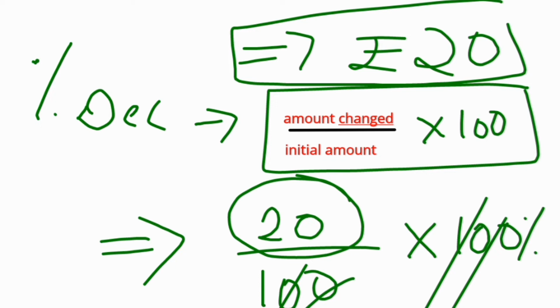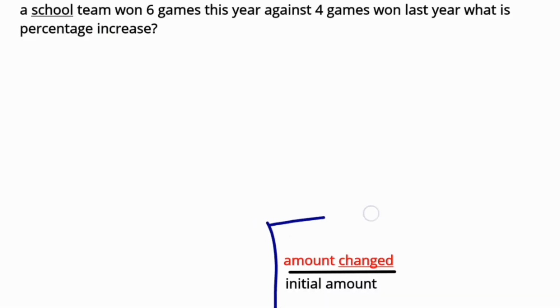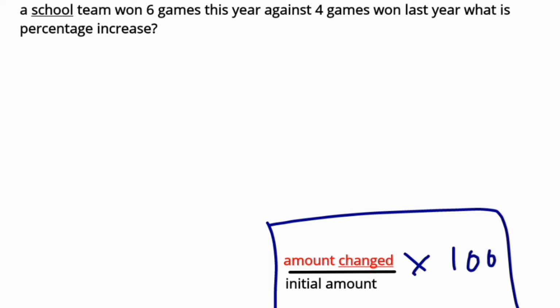Let's take an example of percentage increase also. We have a question. The question says a school team won 6 games this year, compared to last year when they won 4 games. So the question is asking what is the percentage increase. You know the formula of percentage increase: amount changed upon initial amount into 100. So first of all you need to identify the amount changed and the initial amount from the given question.